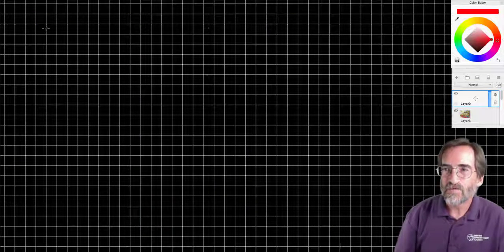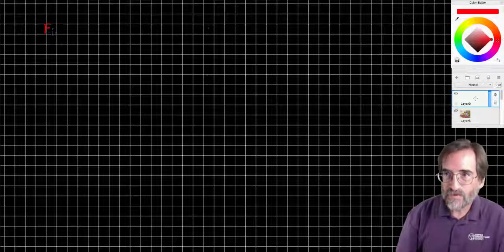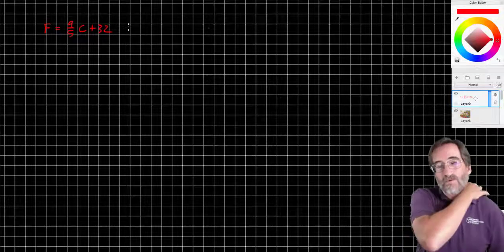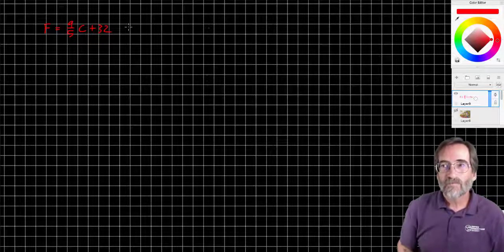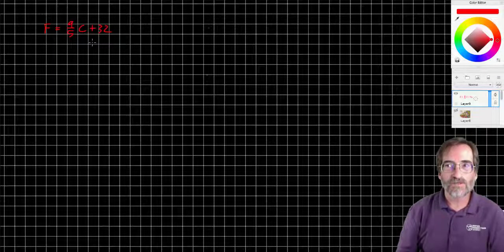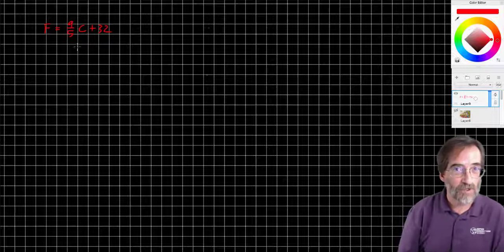So let me give you an example. Let's say I have a function that says the number of Fahrenheit degrees is 9/5 the number of Celsius degrees plus 32. This is an actual formula from science. If it's 0 degrees Celsius, it is 32 degrees Fahrenheit. And if you plug in 100 degrees Celsius, 100 divided by 5 is 20, and 20 times 9 is 180. 180 plus 32 is 212. You'll note that 100 degrees Celsius corresponds with 212 degrees Fahrenheit.